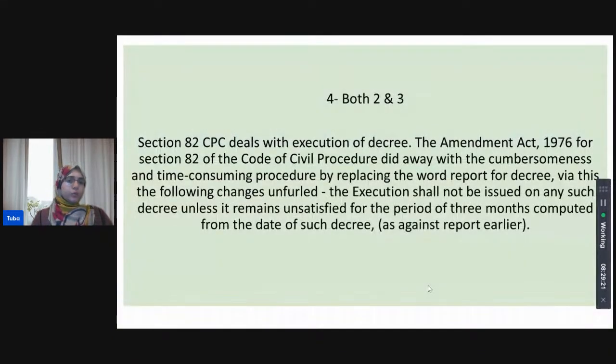It did away with both 2 and 3. So, as we can see, Section 82 was involved and it did away with the cumbersomeness and the time consuming procedure. How did it do it? It replaced the word report with decree, right? And it made certain changes because now the execution shall not be issued on any such decree unless it remains unsatisfied for a period of 3 months computed from the date of such decree, whereas it said report before the Amendment Act.